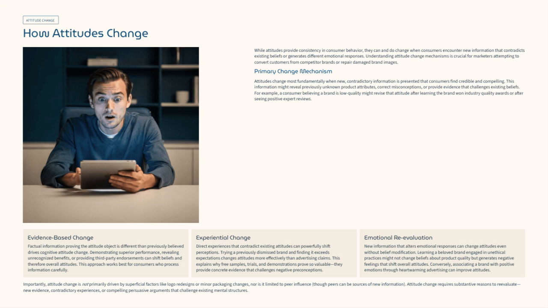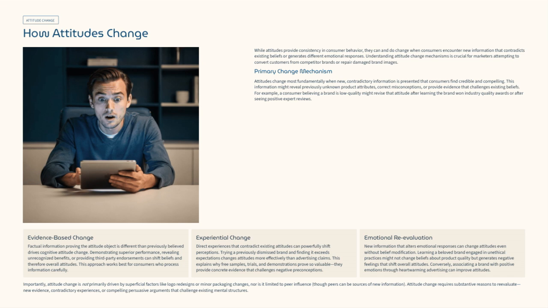Next, experiential change involves factual information. When you discover that a product performs better than you thought, or recognize benefits you hadn't noticed before, your beliefs, and consequently your attitudes, can shift. For instance, third-party endorsements or performance demonstrations are especially effective for consumers who carefully process information.